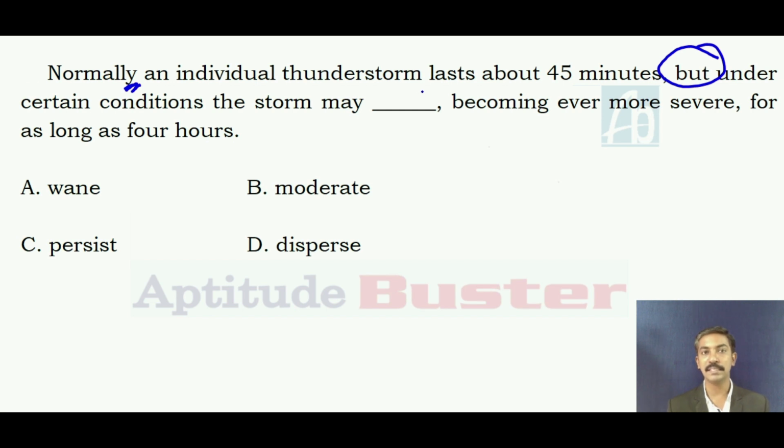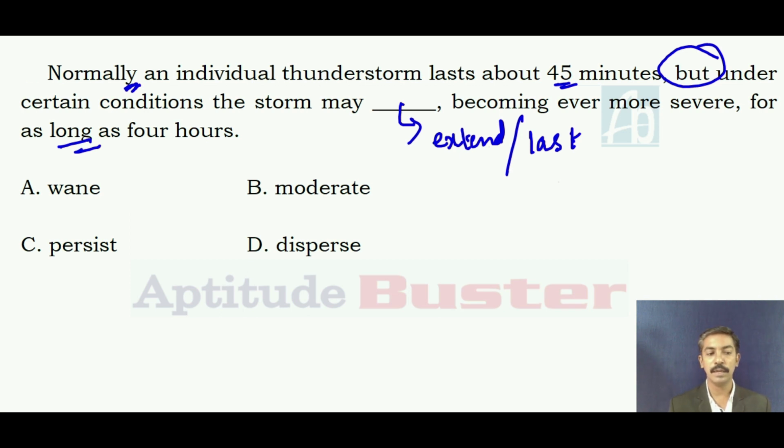The sentence overall meaning discusses the duration of an individual thunderstorm, which says normal duration is 45 minutes. But under certain conditions, the storm may, that's a word that we need to predict, becoming ever more severe for as long as, which means, but under certain conditions, the storm may extend or last for a much longer duration. That's what the meaning of the question is.